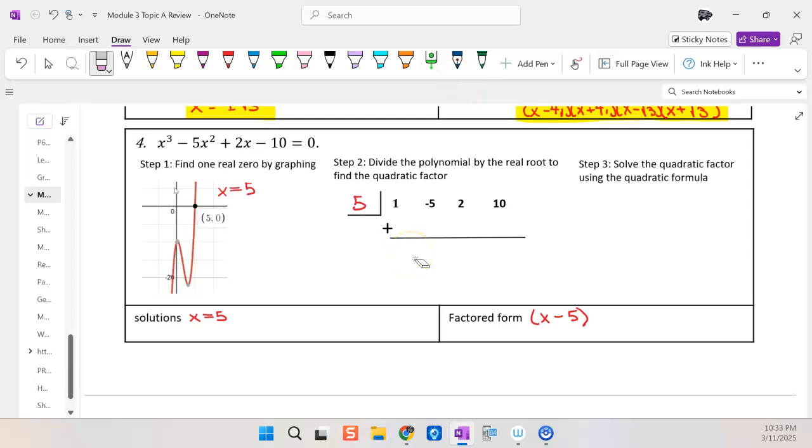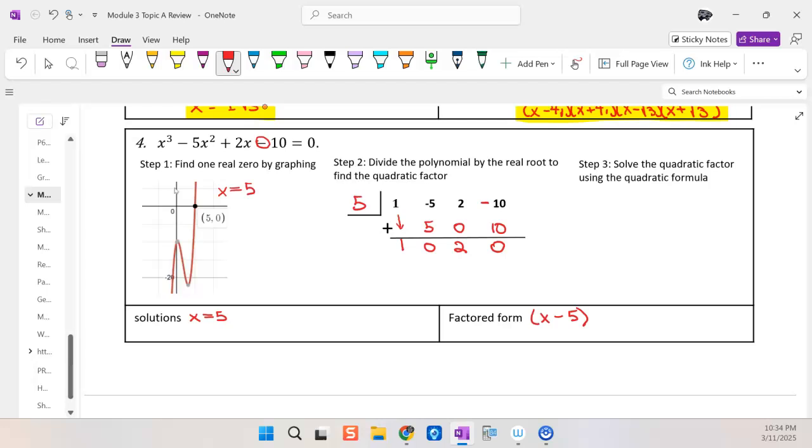And I'm going to use synthetic division to do that. So if you remember what we did here, we brought down the 1. And then I went 5 times 1, 5. Add those up, 0. 5 times 0, 0. Add those up, 2. 5 times 2, 10. Now, it looks like I made a typo. This 10 should be negative. So now when I add those, I should get 0, which is what should happen.